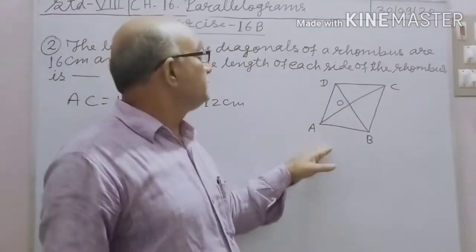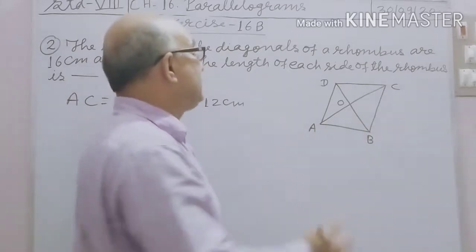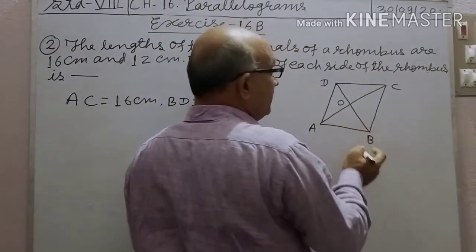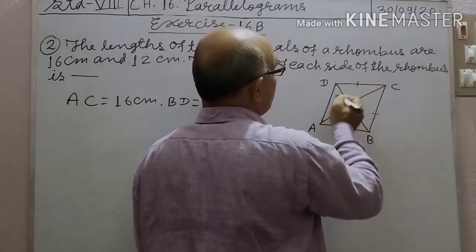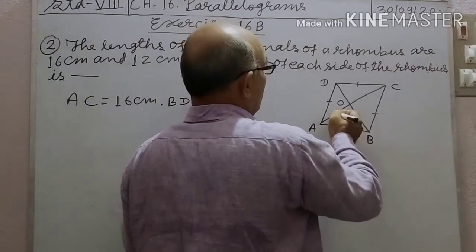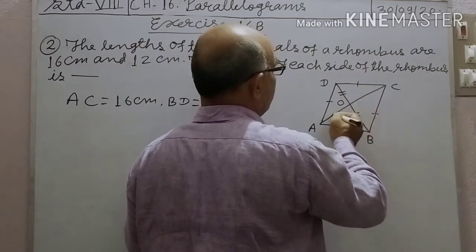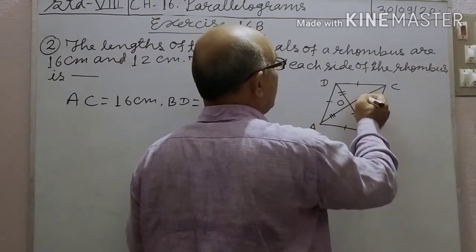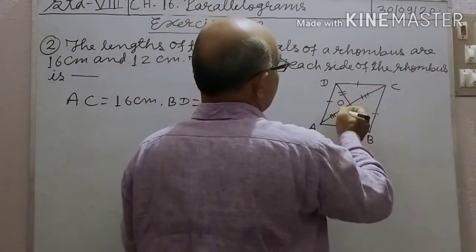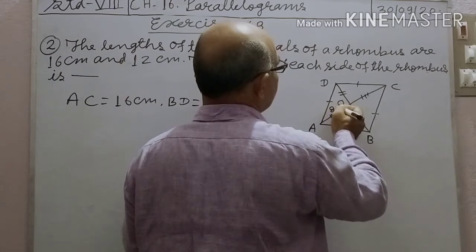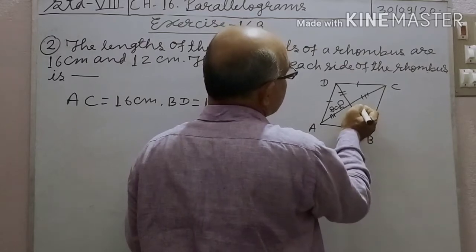Students, we know that the diagonals of a rhombus bisect each other at right angle, and all sides of a rhombus are equal. AB equal to BC equal to CD equal to DA. OB equal to OD and OA equal to OC. AC is 16 cm, so OA is 8 cm. And BD is 12 cm, bisected, so OB is 6 cm.